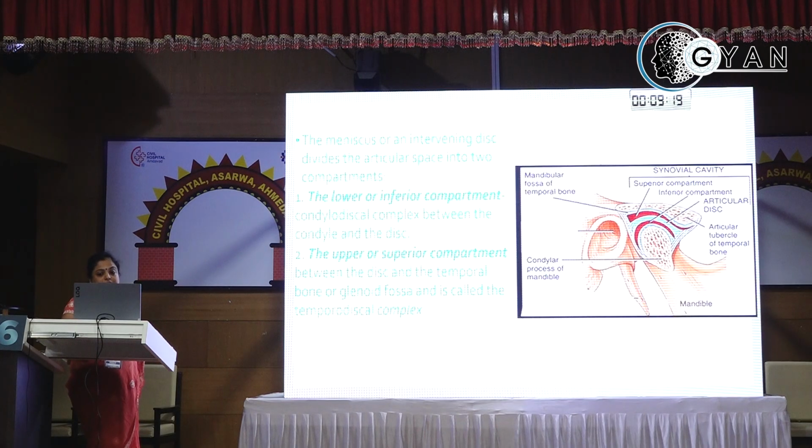As you can see in the diagram, the two compartments are divided by the articular disc, and the lower one is also called the condylodiscal complex, between the condyle and the disc, and the upper one, or the superior compartment, is between the disc and the temporal pole.